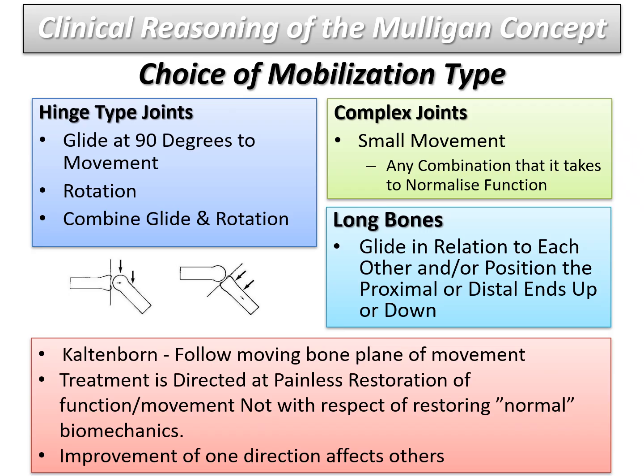In all cases, one should follow the movement of the moving bone as relevant. This has been suggested by Kaltenborn to keep the mobilization force parallel to the joint plane. It is important to remind at this point that the objective of MWM is not to restore normal joint biomechanics, but to restore outcome, to restore pain-free, symptom-free range of motion and function.